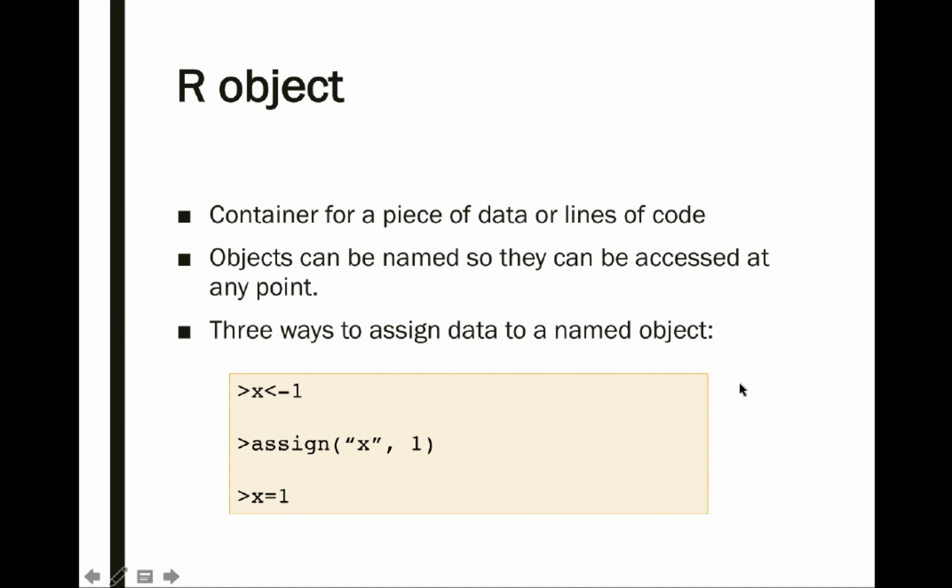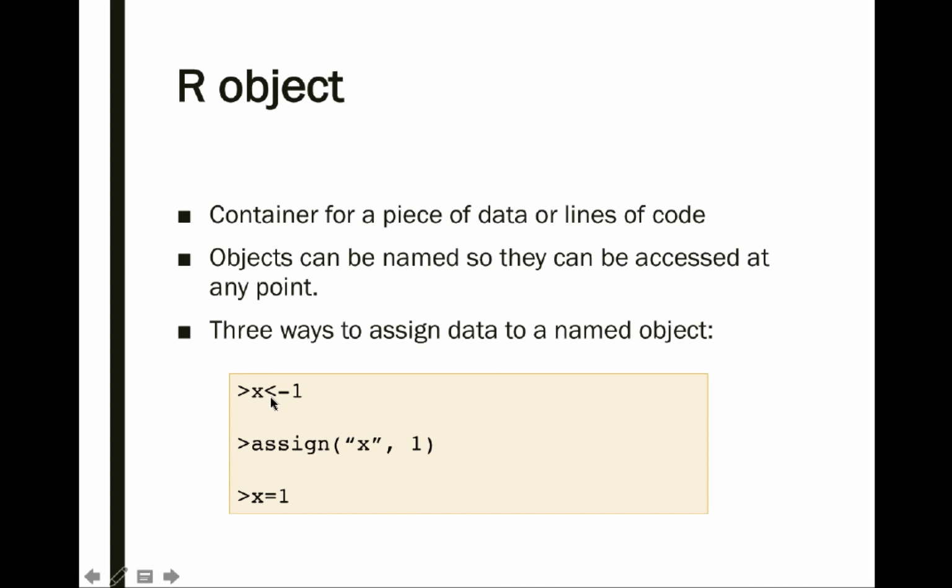All right, so our objects, right? These objects are essentially containers of either data or lines of code or command. They're named so they can be accessed at any point, and there are different ways of assigning them. You can use this arrow, a less than sign with a dash, and then whatever value you want to assign it. In this case, all three examples here are assigning the value 1 to the variable x.